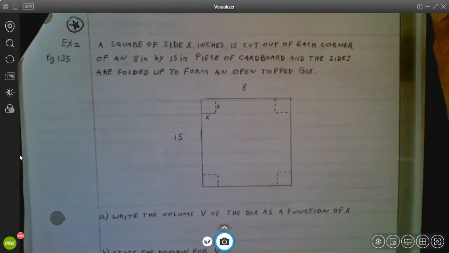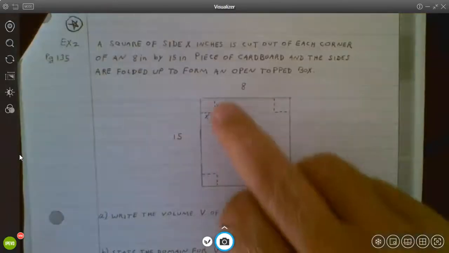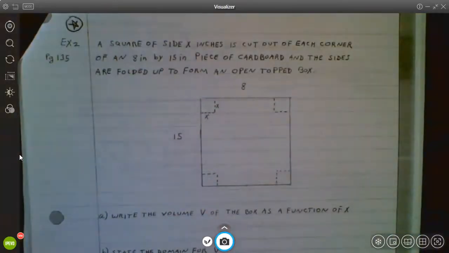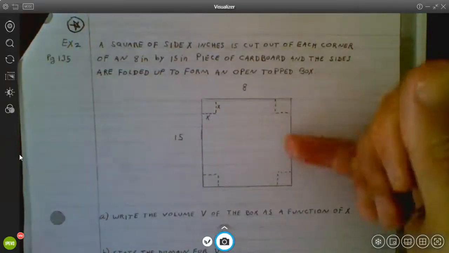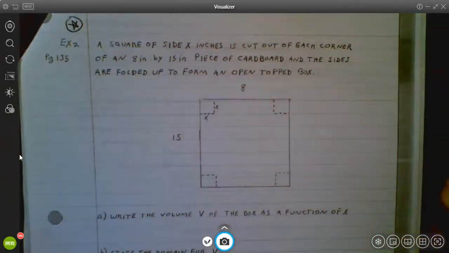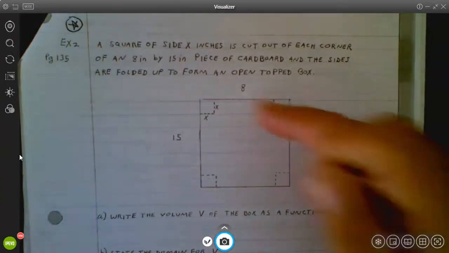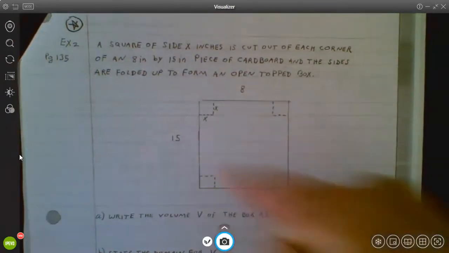So we have our square with side x, that's these guys, is going to be cut out of each corner of this 8 by 15 piece of cardboard, so a rectangular piece of cardboard. The idea is when we cut these out, we can then take those and fold them up to create the box, right? And so it won't have a lid on it. We're just going to fold up those 4 sides to create this box.